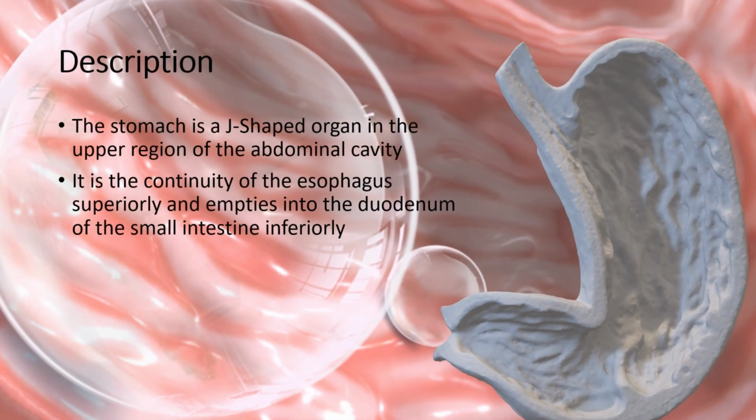As for the description, the stomach is a J-shaped organ in the upper region of the abdominal cavity, and it is the continuation of the esophagus superiorly and empties into the duodenum of the small intestine inferiorly.